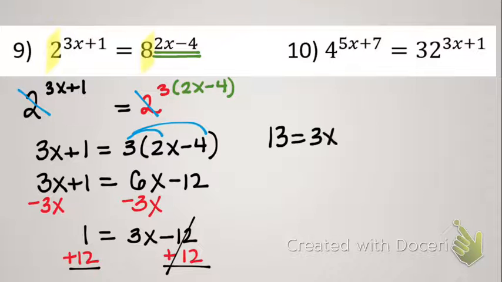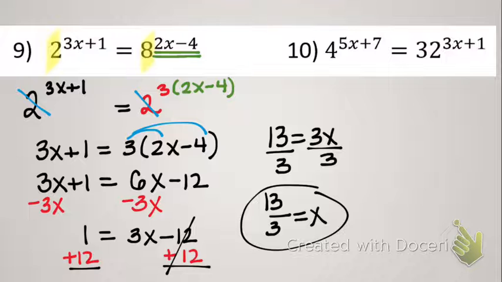So your final answer, leave it as a fraction. Who got 13 over 3? And that would be your answer. All right, I'll give you a second to copy that down, and then we'll work through number 10. But I'll have to erase number 9 because I wrote kind of big.